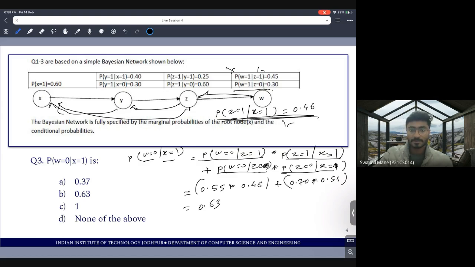So everyone has got the answer. Is there any doubt in this solution? Yeah, I hope you guys understood. Okay. So let's move to the another question then.